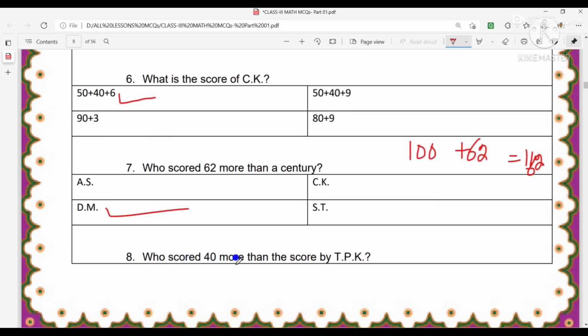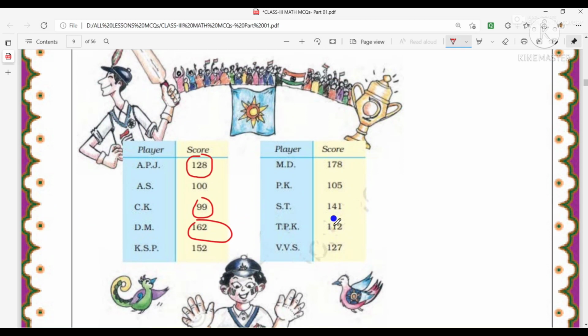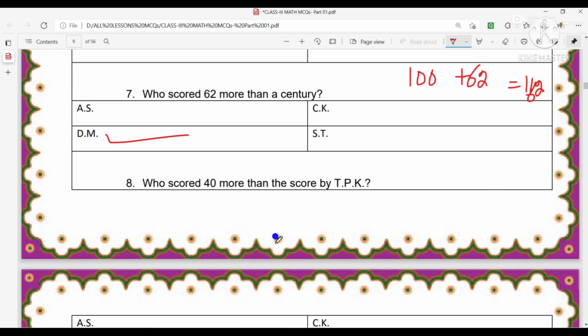Who scored 40 more than the score by TPK? So the answer will be the score of TPK plus 40. The score of TPK is 112, plus 40 equals 152, right? So who scored 152? We have to find out. Yes, KSP. So the answer will be KSP.